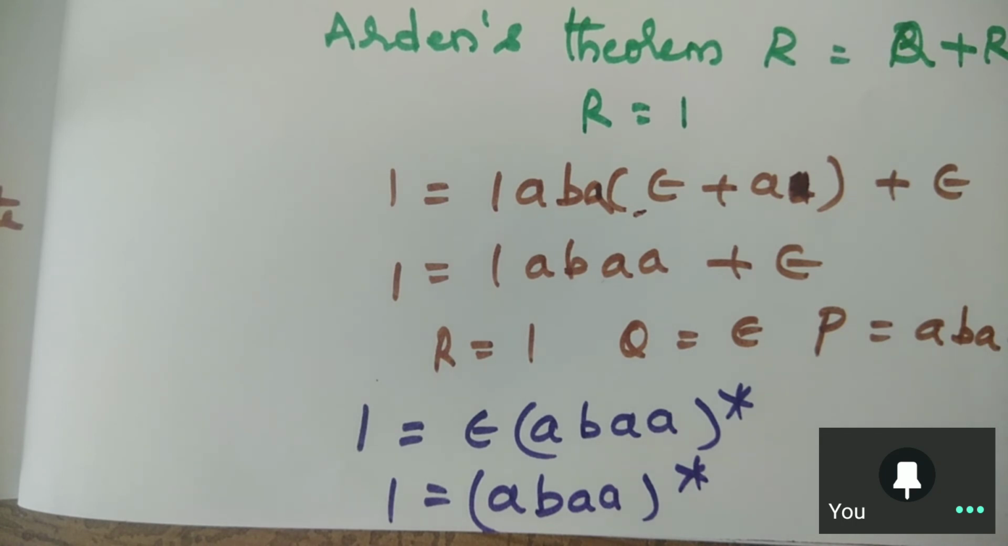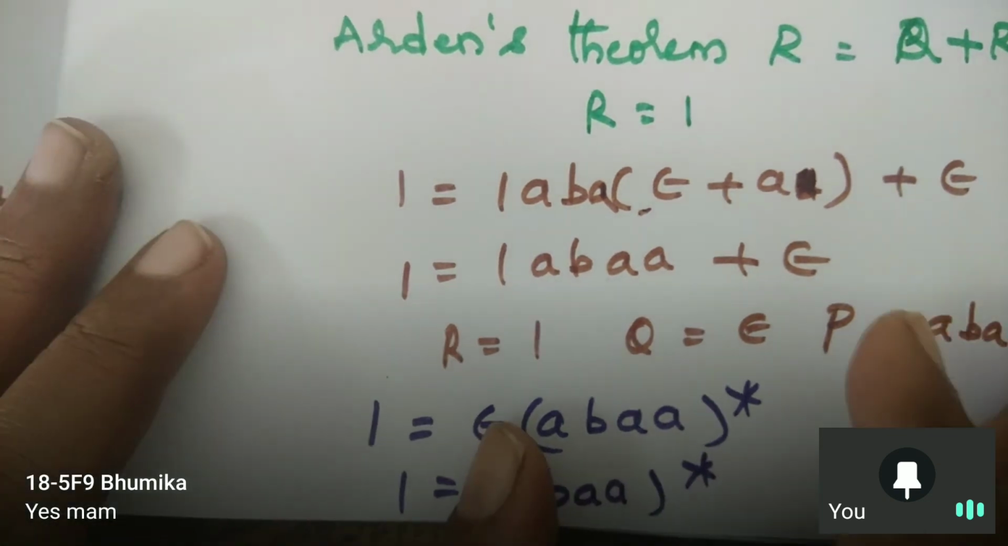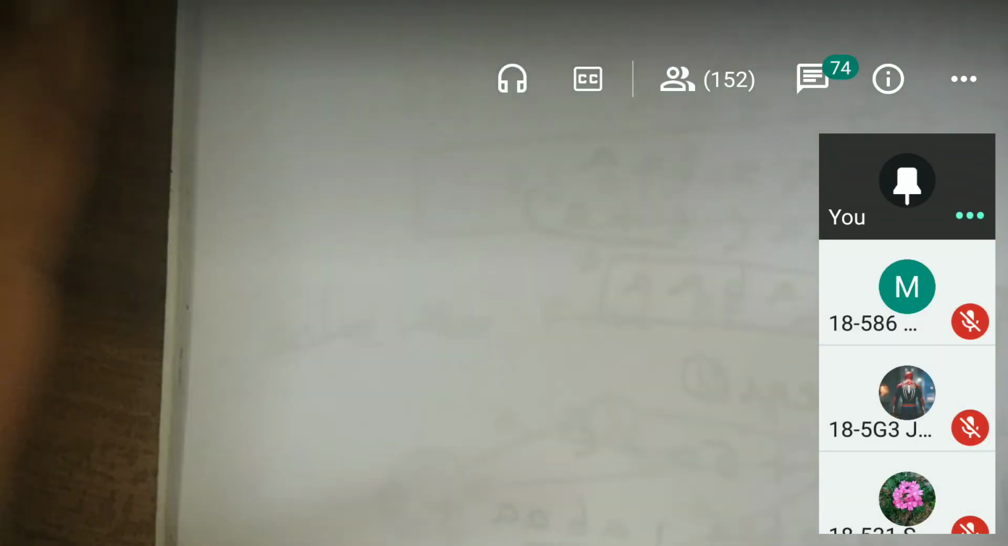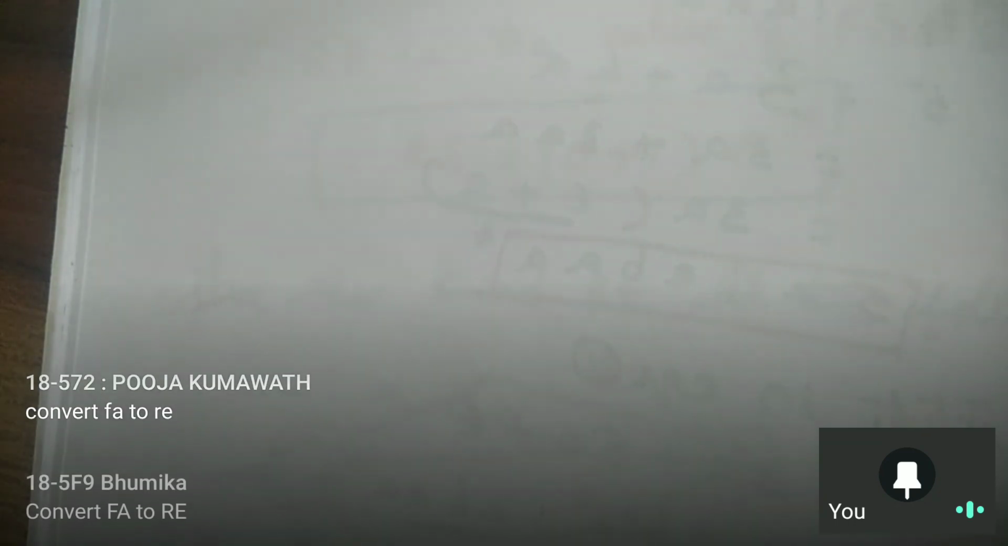Is it clear? Shall I proceed for the next? Fine. So now let us see one more procedure. With this we finished with Arden's theorem. What is the purpose of Arden's theorem? Answer please. Very few are active. With the help of Arden's theorem, what have we done now? Convert a finite automaton to a regular expression.